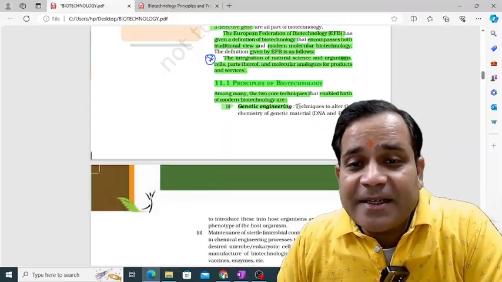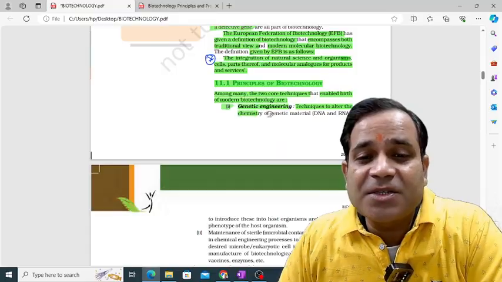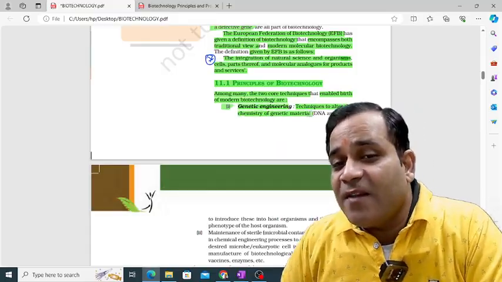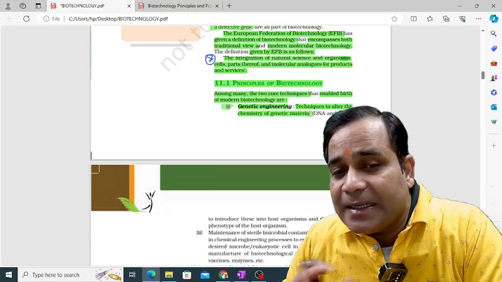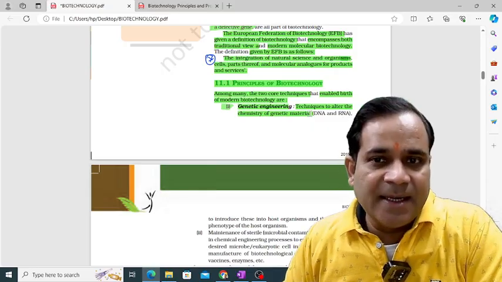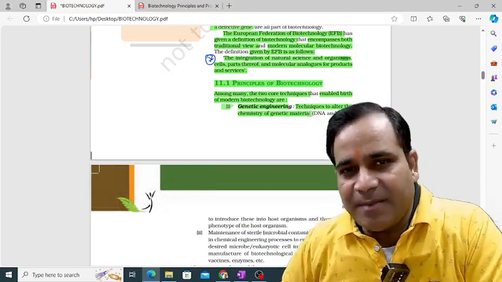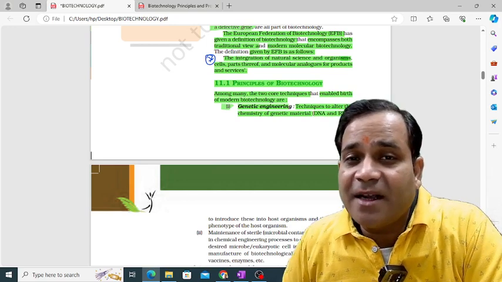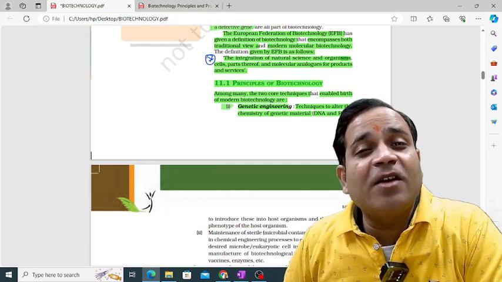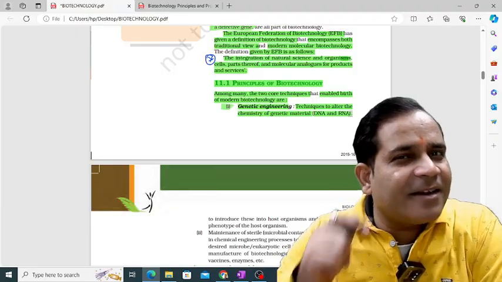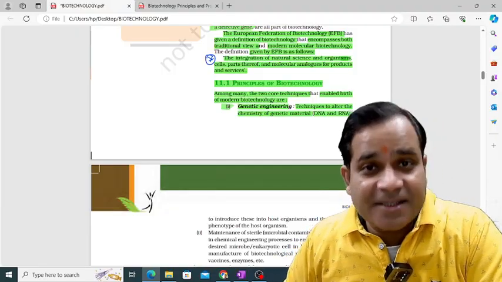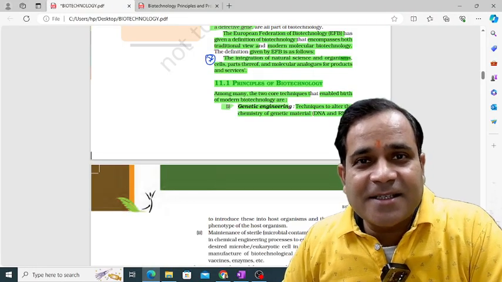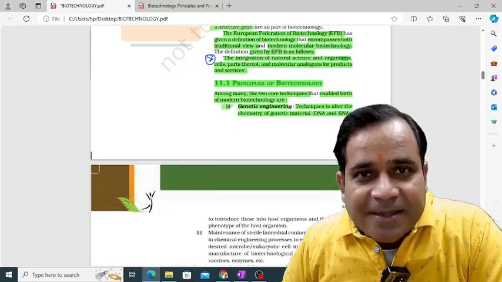Genetic engineering is a technique to alter the chemistry of genetic material. Alter means to change the chemistry of genetic material, that is DNA and RNA. You know that genetic material is DNA and RNA. How much percent DNA content is on chromosomes, my dear? This is the question for you. I'm asking.